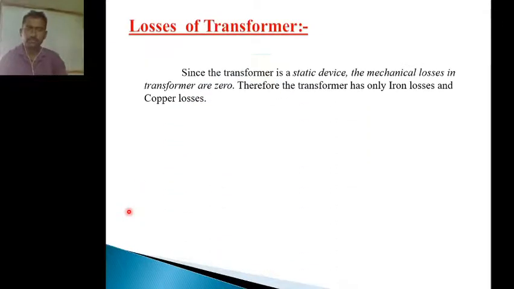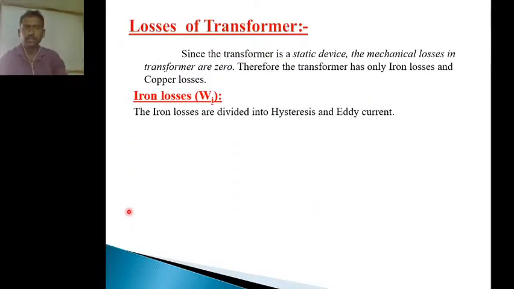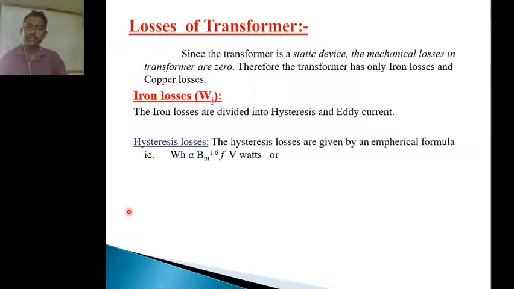So coming to the losses in the transformer, the iron losses are divided into hysteresis losses and eddy current losses. The description of these losses we already saw in the DC motor subject. So what are hysteresis losses? Because of the magnetic reversals of the dipoles, we get some losses. Those losses are nothing but hysteresis losses, and normally these losses occur in the magnetic core, and they can be given by an empirical formula.